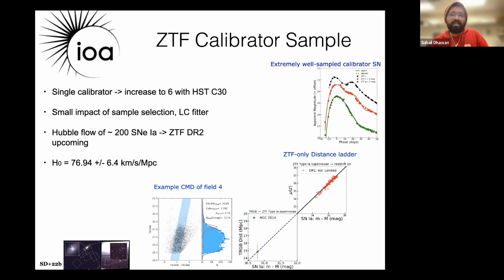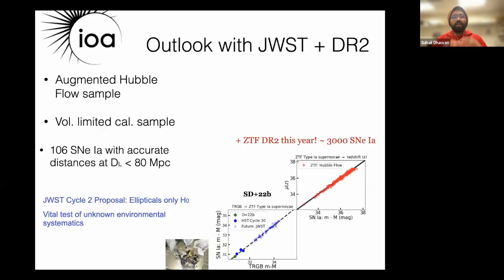What we also see is that the calibrator sample is extremely well sampled as well. So it allows us to improve distances both in the Hubble flow as well as for these nearby objects, such that we can further reduce the scatter and the final uncertainty on H0. There are a lot of these improvements that currently are sub-sigma because we have a large uncertainty from just a single calibrator. But our outlook is that with JWST now functioning in cycle 2, we have a proposal to get distances to nearby ZTF type 1as that are in elliptical galaxies only. And this is important so that we can actually have an independent test of environmental systematics.